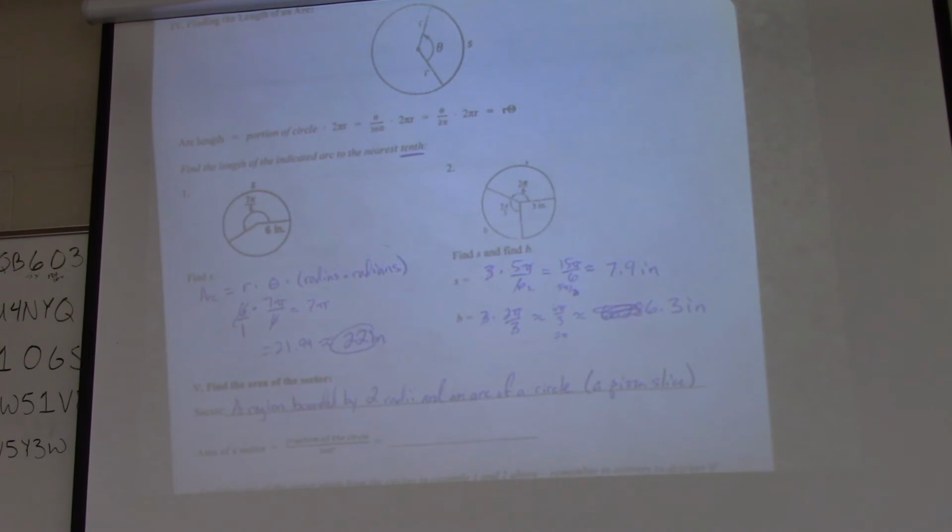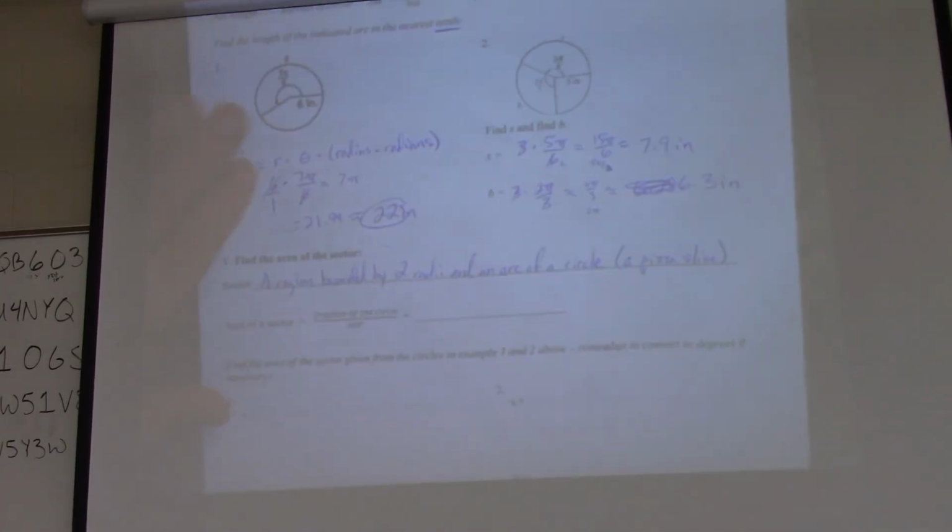Now it might be a little bigger pizza slice. Somebody might take half the pizza. But you get the idea, okay? Now, we want to find the area of that pizza slice. How do we do it? Here's how we do it.